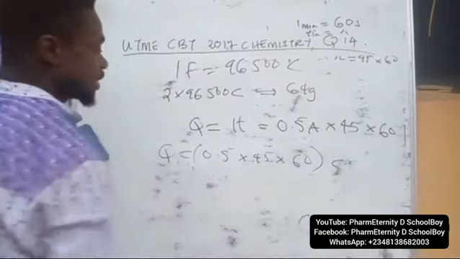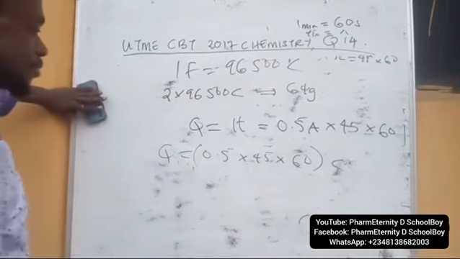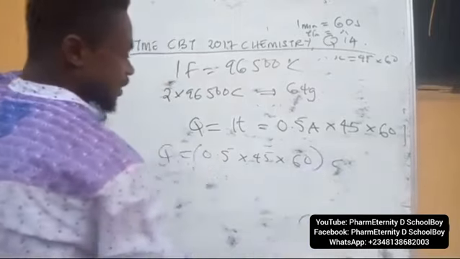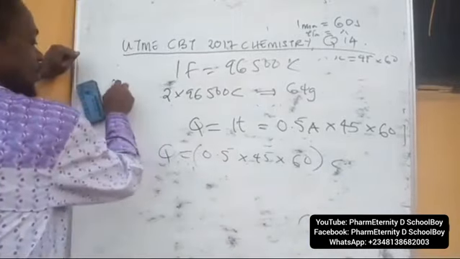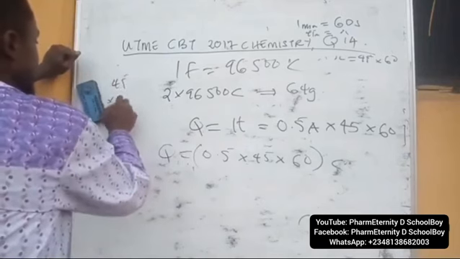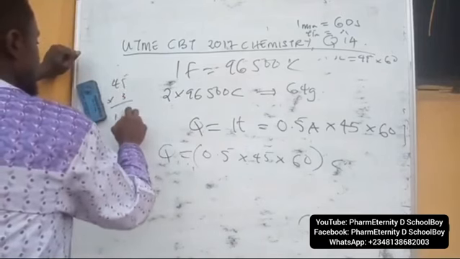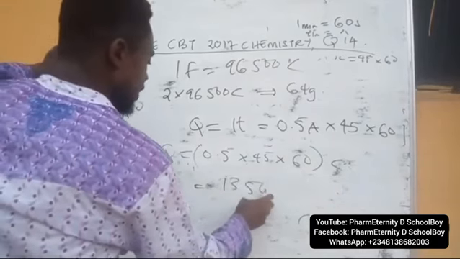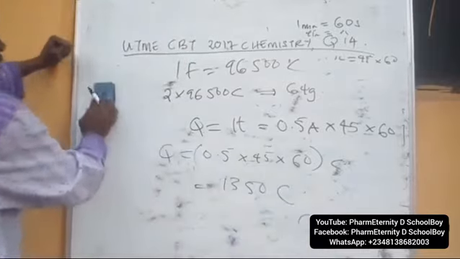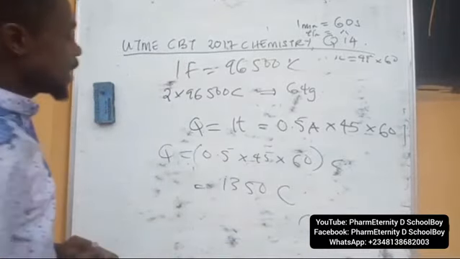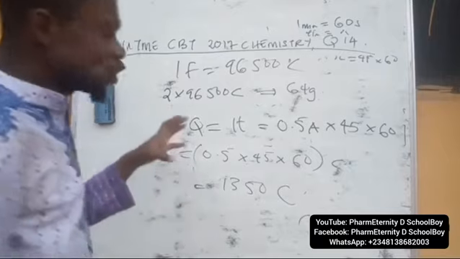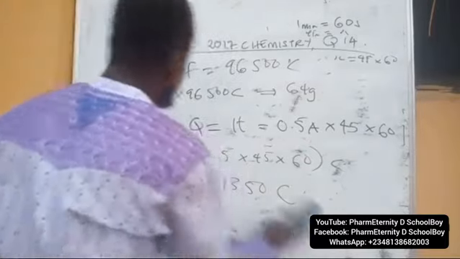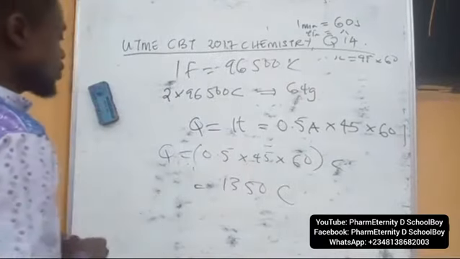So if you multiply this now, we'll have something like this. This times this, 0.5 times 60 gives us 30. 30 times 45. We can just say 3 times 45 is 135, right? So this is 1,350 what? Coulomb. 1,350 coulomb. So the quantity of electricity that was passed through the electrolyte is 1,350 what? Coulombs.